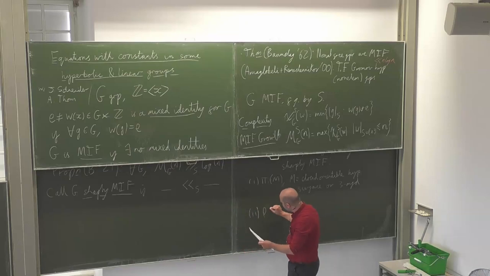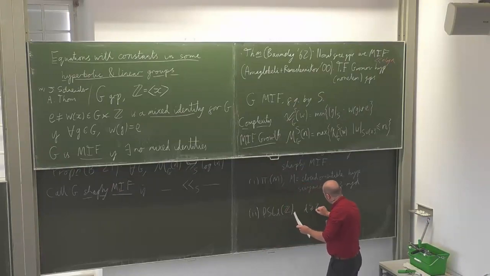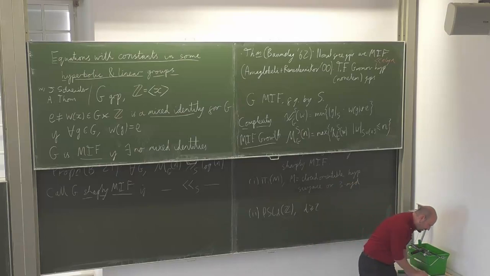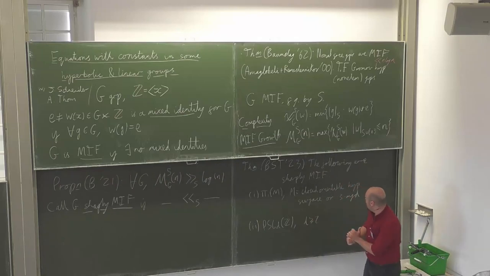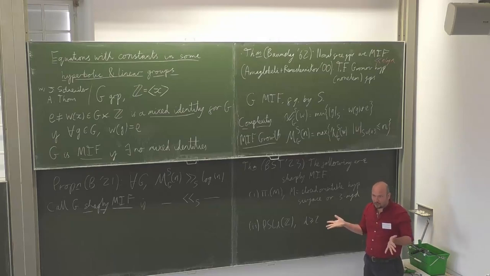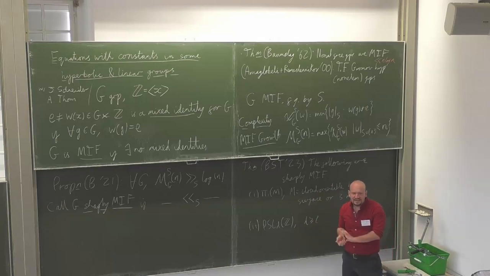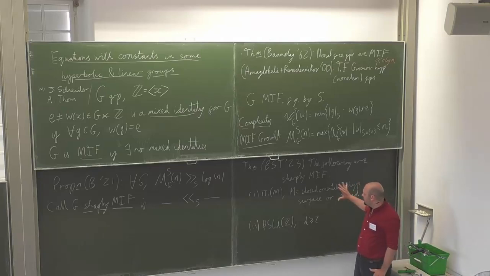And second, in a slightly different direction, PSL_d(Z) for every d at least two. So some groups with a rather different flavor from the point of view of geometric group theory. With respect to this, I think it's not unreasonable to conjecture that every torsion-free non-elementary Gromov hyperbolic group should be sharply MIF. That seems not implausible, but in both of these results, we're really using finite index subgroup structure in an important way. So one would need a very different argument for that more general setting. All right, that'll do. Thank you.